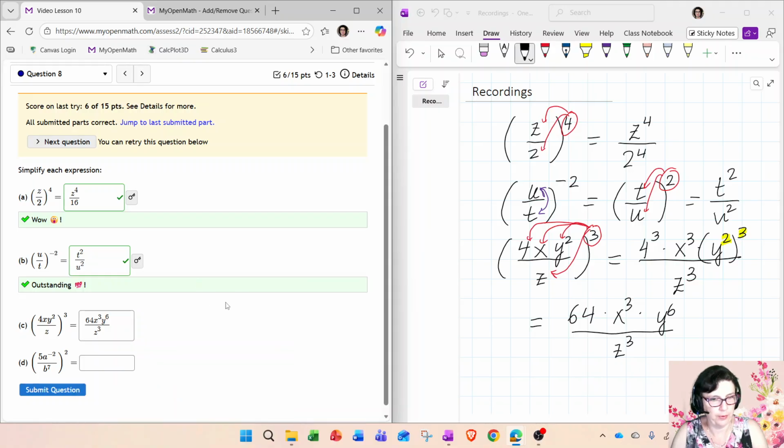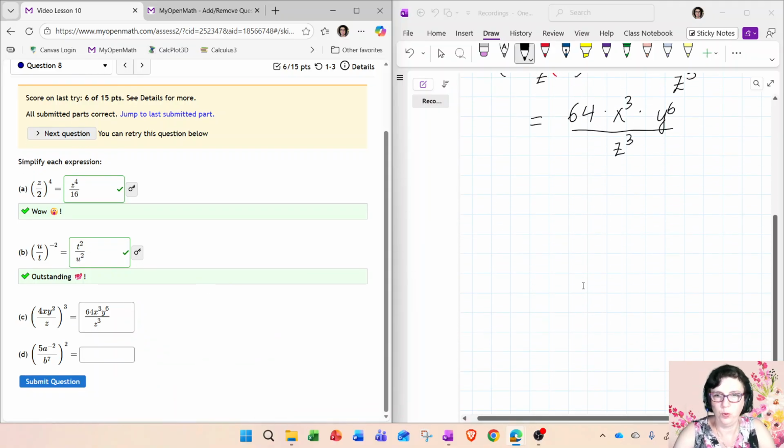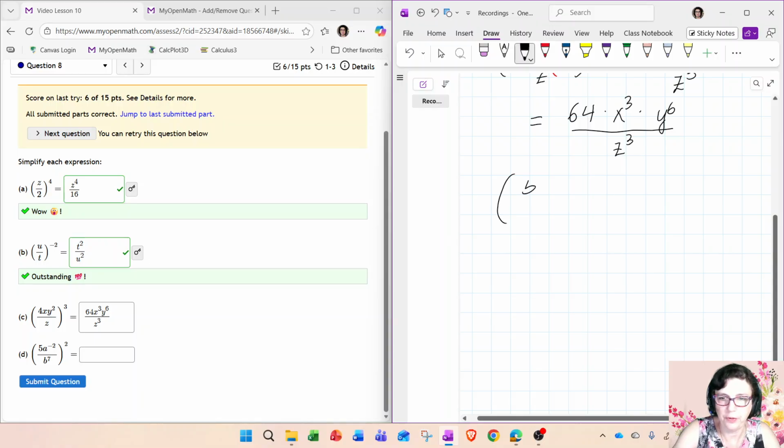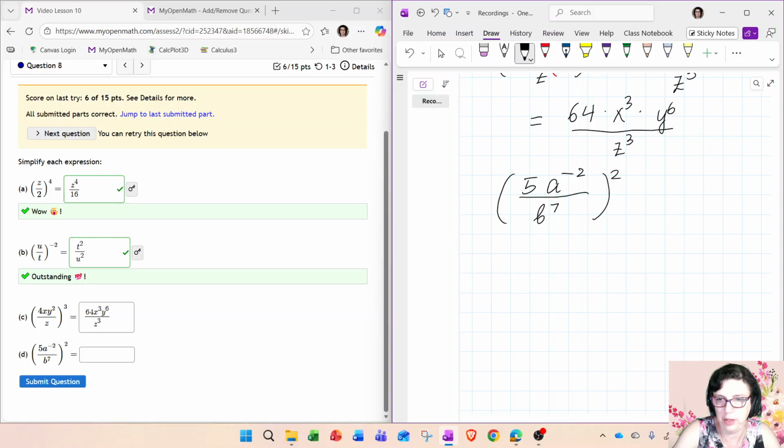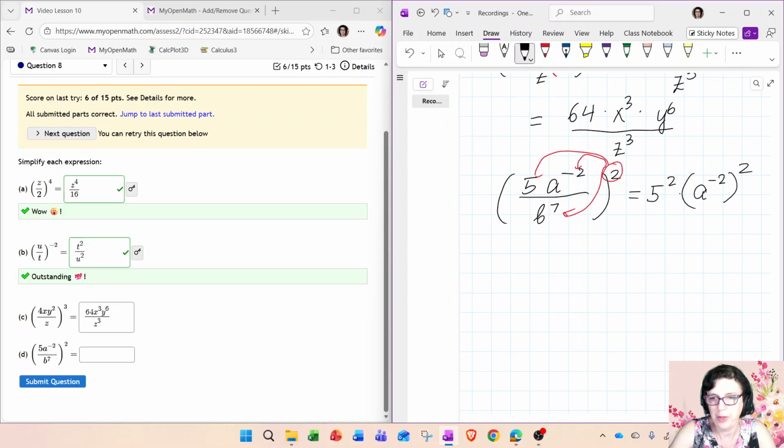All right. The last one looks complicated. We've got 5a to the power -2 divided by b to the power 7, and the whole thing is raised to the power 2. And again, just as before, we are going to distribute that power 2 to every term. We've got 5 squared. We've got a to the power -2, and then we're squaring that. And then divide that by b to the power 7, and we square that.